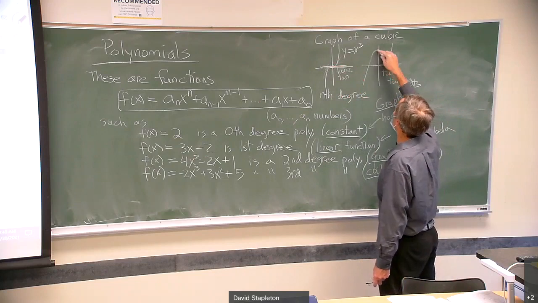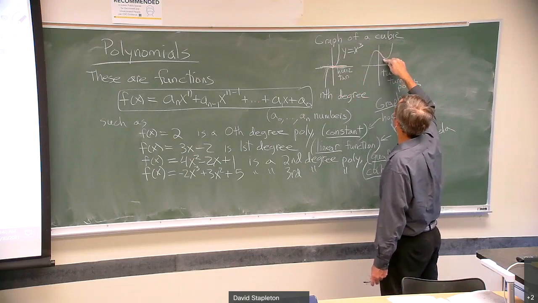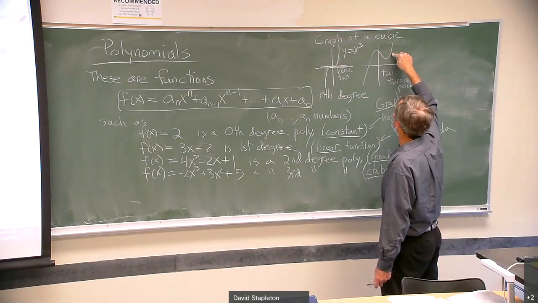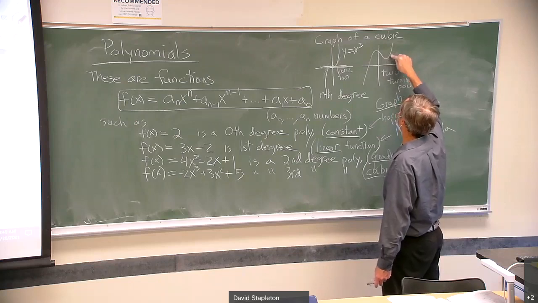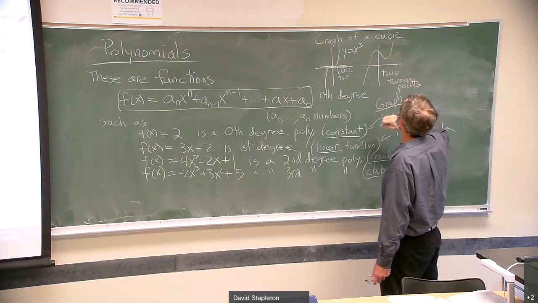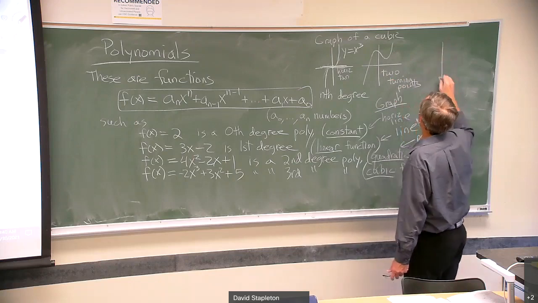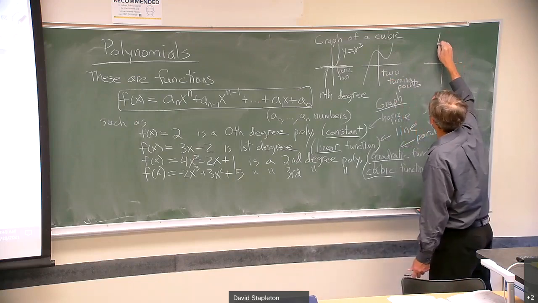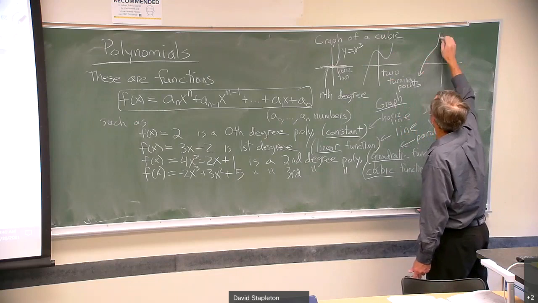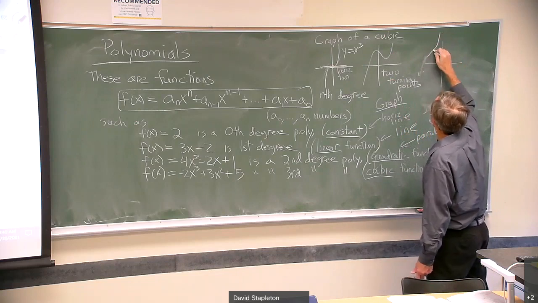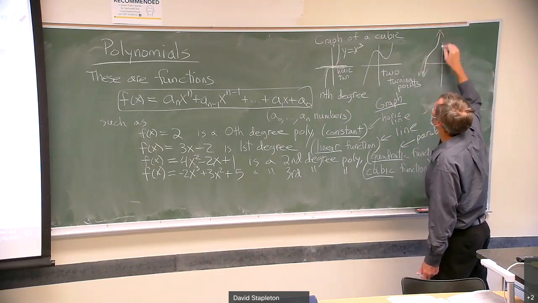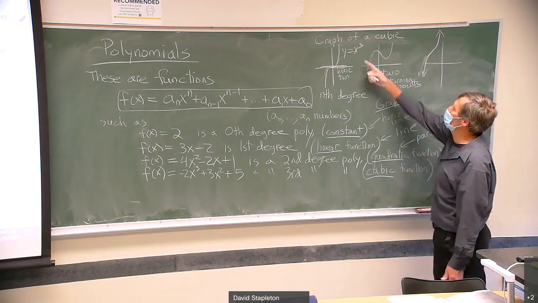So this has two turning points where you reach a highest point, a local maximum, and the lowest point locally, a local minimum. Two turning points you can get, or you can get this kind of thing where it just kind of wiggles and doesn't flatten. So this is a cubic. This is one you memorize.